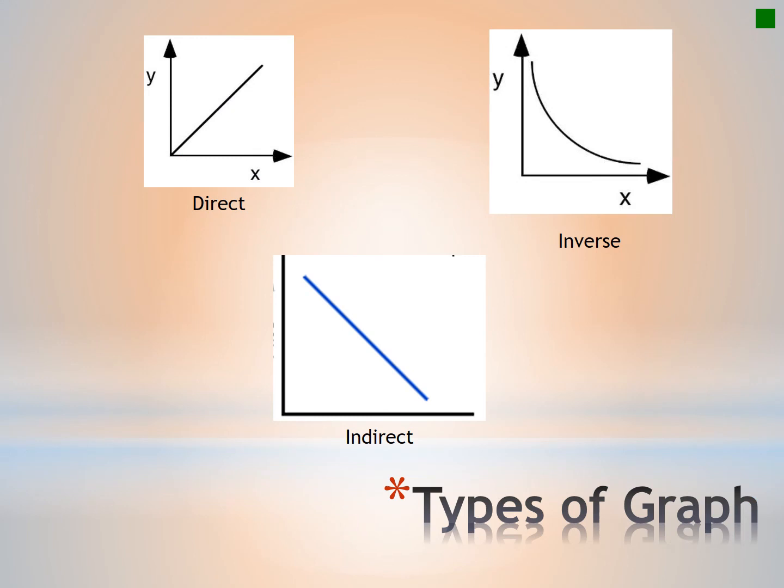All right, so this is the visual that I was talking about. Direct, once again, is as one increases, the other increases. Indirect is as one increases, the other decreases. And inverse is as one increases, the other decreases, but at a disproportional rate, meaning it's constantly changing its slope. Hopefully you understand the basics of graphing, basically the three different types of relationships that we will be discussing, how to calculate slope, and how to label a graph.